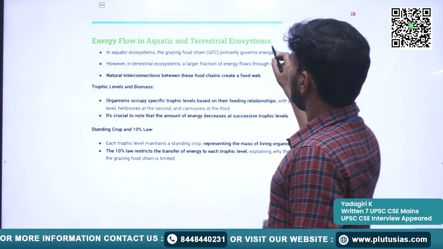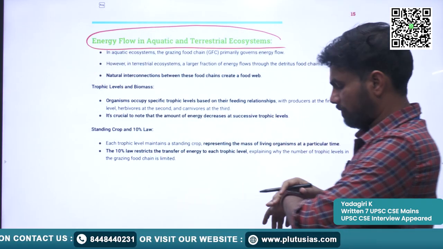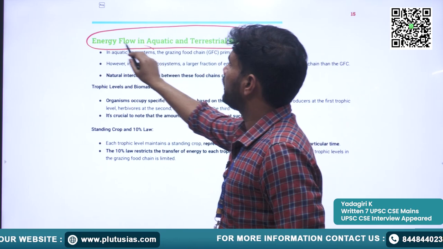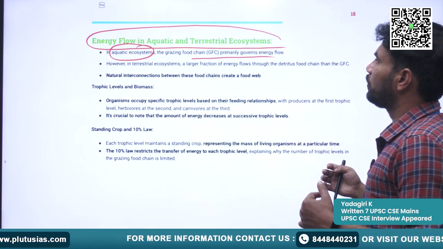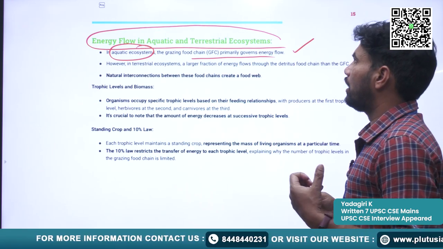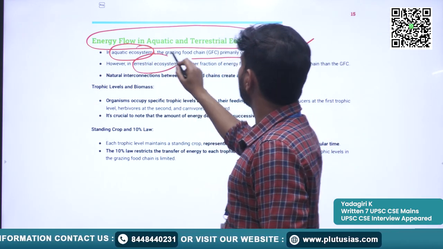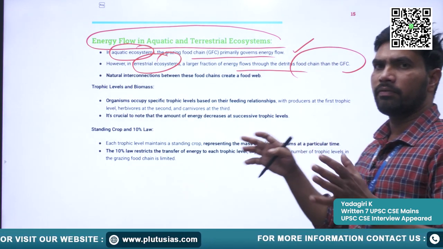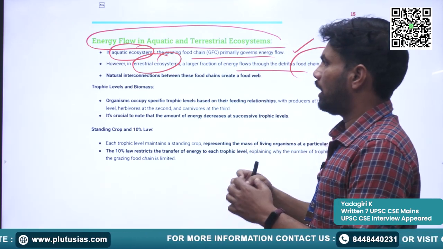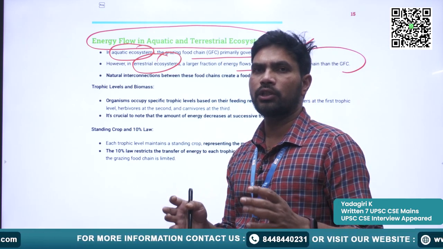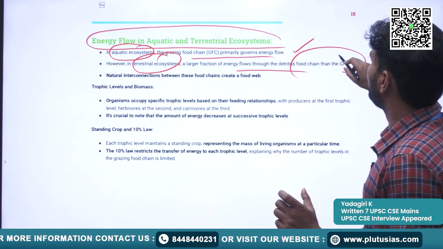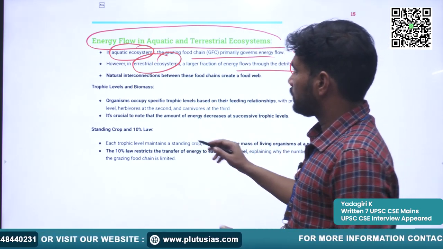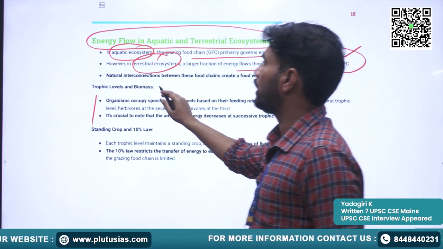Now we will try to understand the energy flow within aquatic and terrestrial ecosystems. In aquatic ecosystems, the grazing food chain primarily governs the energy flow. In terrestrial ecosystems, a larger fraction of energy flows through the detritus food chain. Detritus, as we have understood till now, means breaking down complex organic matter into simple substances. That governs the food chain in terrestrial ecosystems.